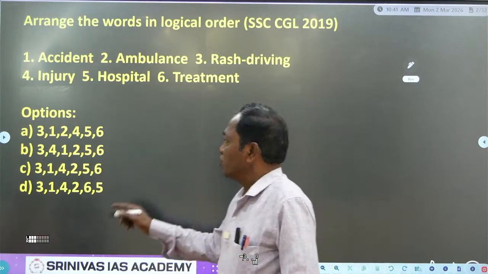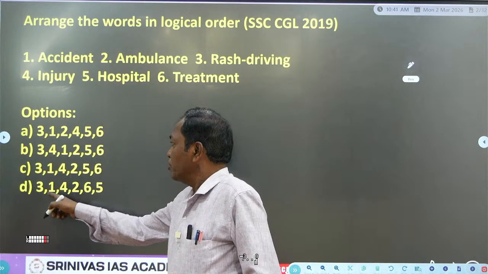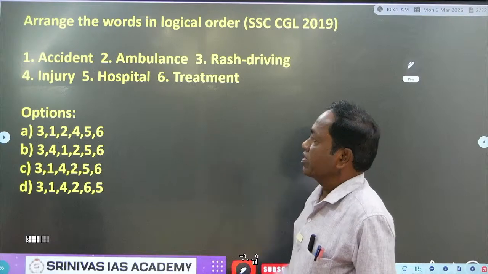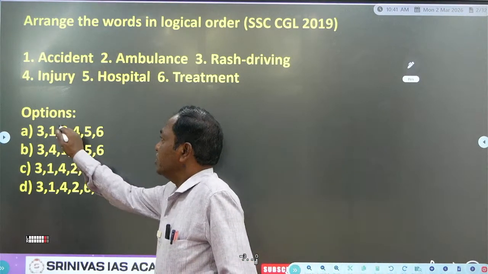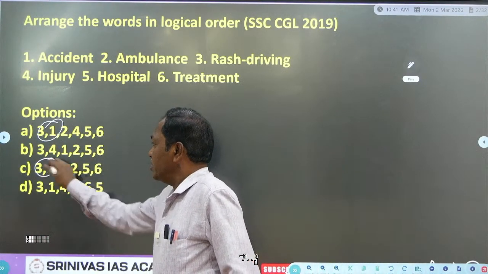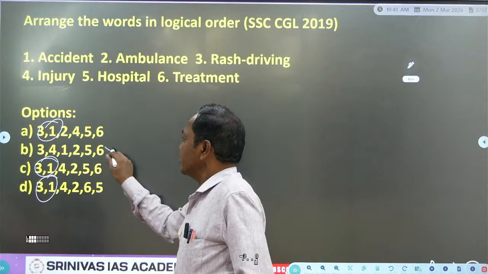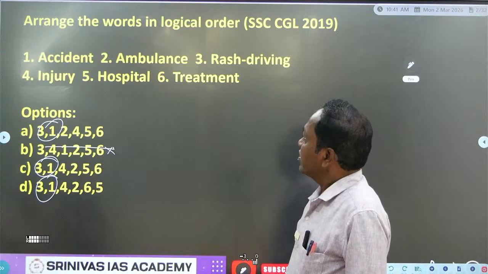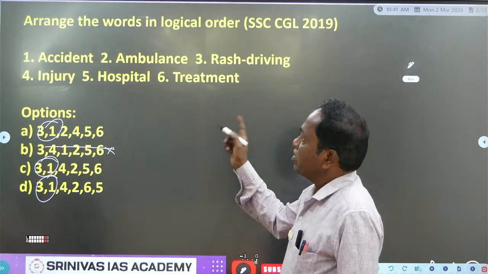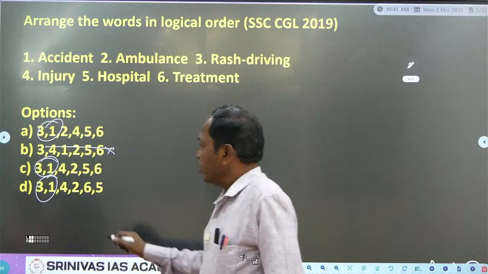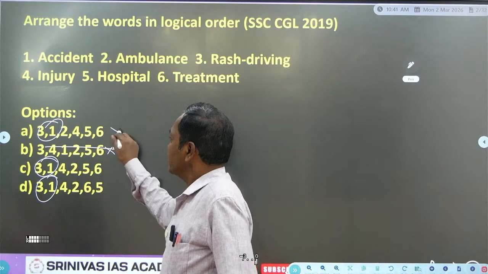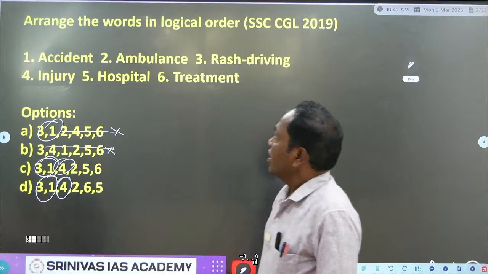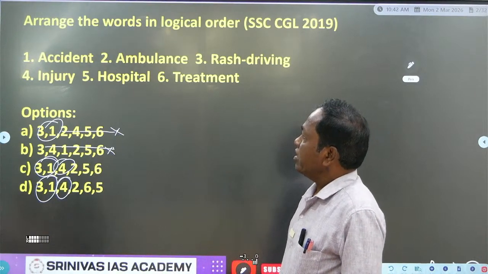2, 3, 2, 3, 2, 3, 2. Nowhere you can see here. 3, 1, sir. 3, 1 accident. Okay, 3, 1. So this is a 1 and there are 3. This is completely ruled out. After the accident, what will happen now? Injury. Ambulance is there, injury will take place. 4. So again this is out, and now this is 4 and 4. And after the injury, what happens now? Ambulance will come.